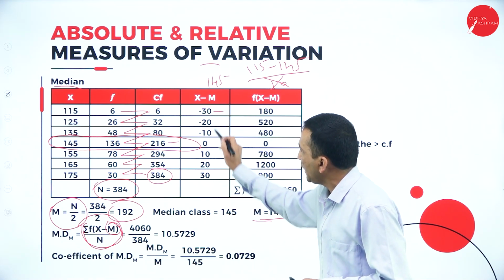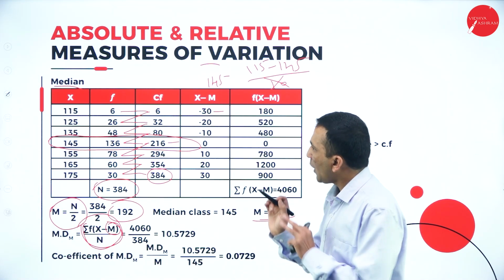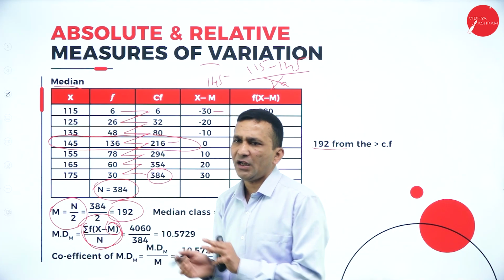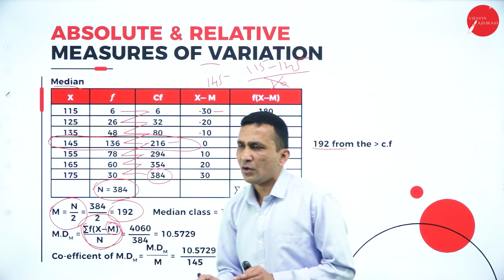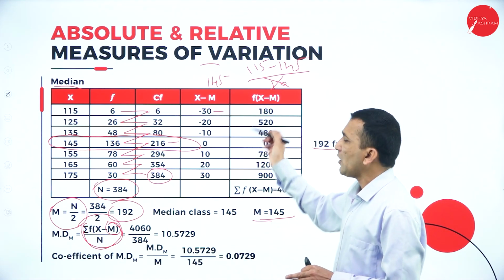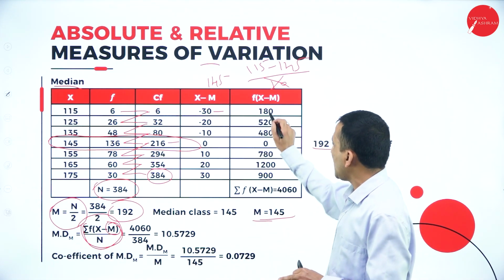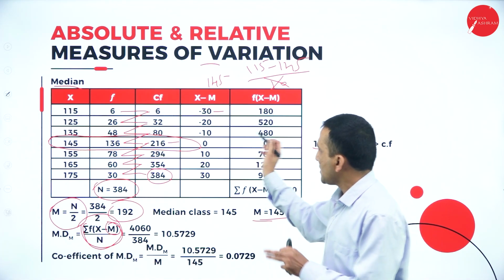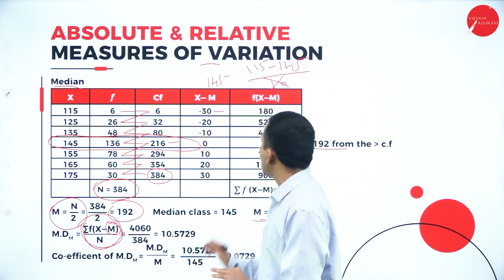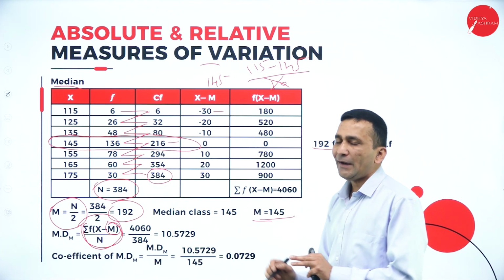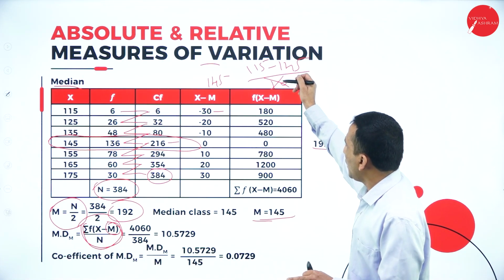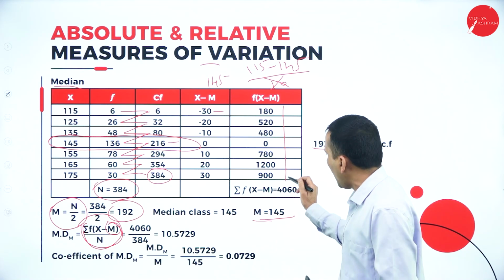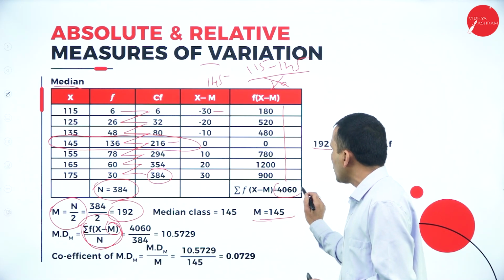Once we are getting the x minus m, now we need to read the corresponding frequency. For example, minus 30 into 6, minus 180, but we are not considering the sign. Directly we are writing 180. The same thing, 20 into 26, if you multiply, you are getting 520. Once it is completed, according to the formula, you need to take the summation. If you add together, you are getting 4060.